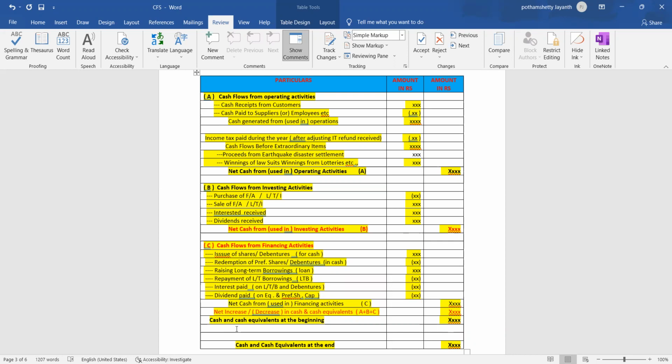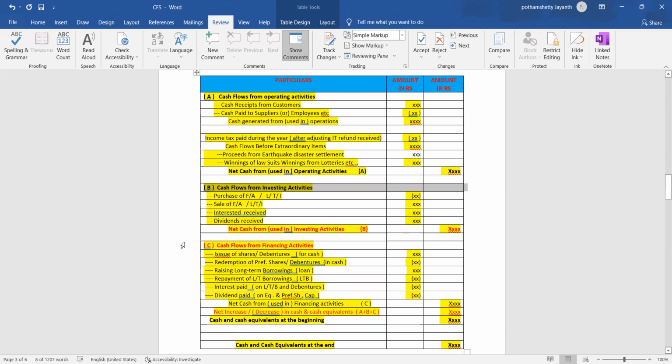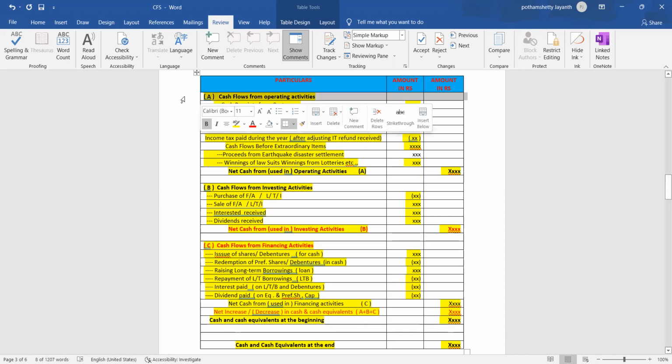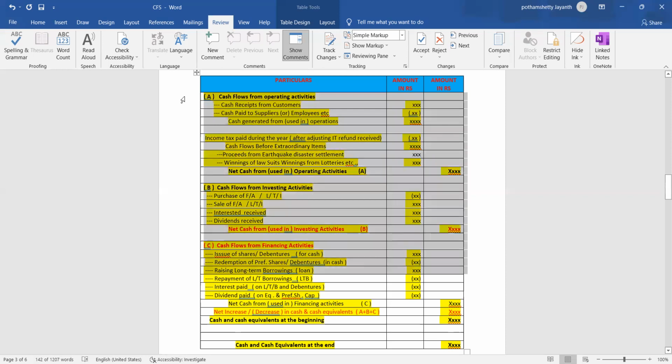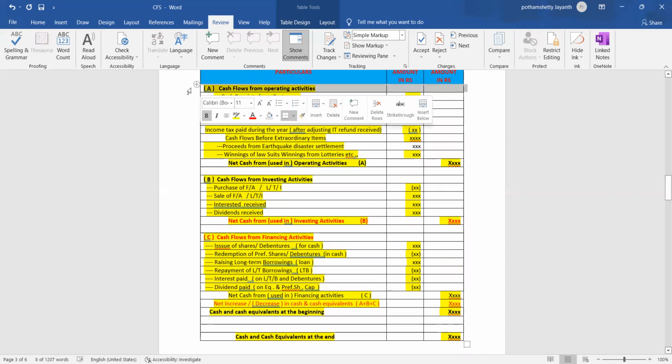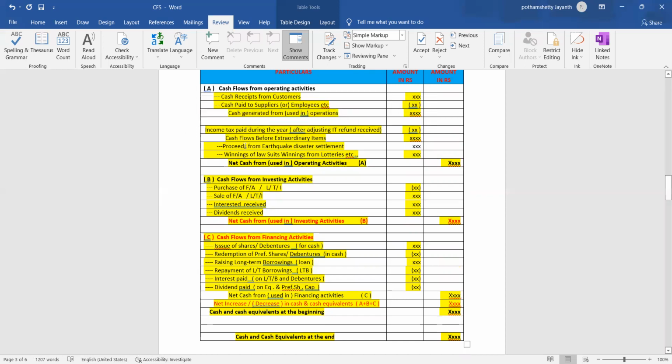See, whether it is the direct method or the indirect method, B and C will not change. B is what? Cash flow from investing activities. C is cash flow from financing activities. These two will not change whether you do it in the direct method or the indirect method. Okay, only one thing will change, that is your cash flow from, what will change? Cash flow from operating activities. This is what changes, it becomes different. Okay, operating activity only will change under the direct and indirect method.